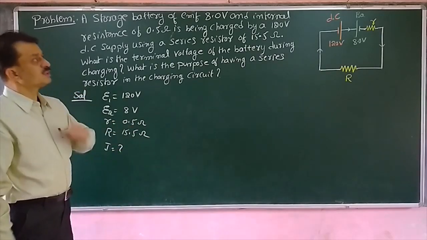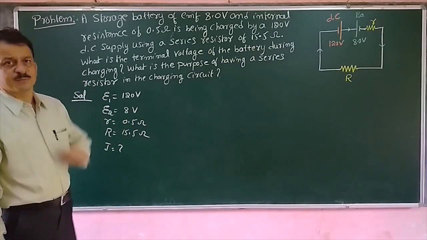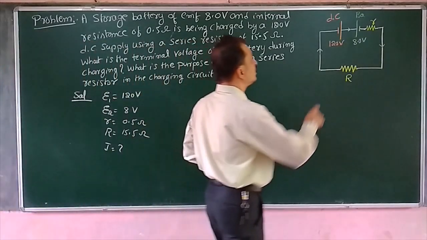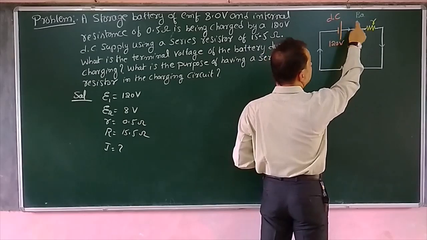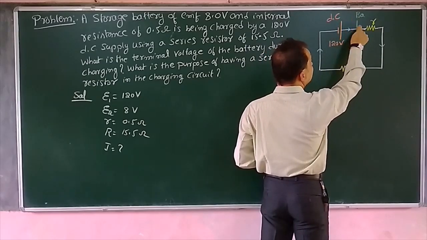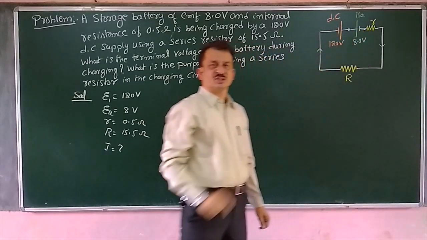Now before that, look at the diagram carefully. While charging, we are connecting positive of DC to the positive terminal of the battery which is to be charged.